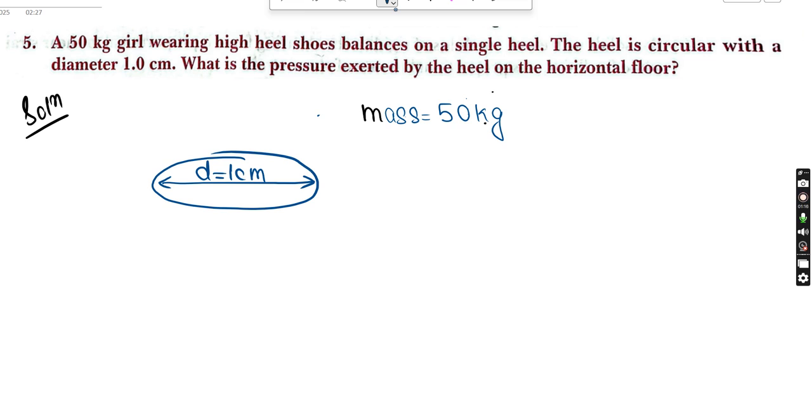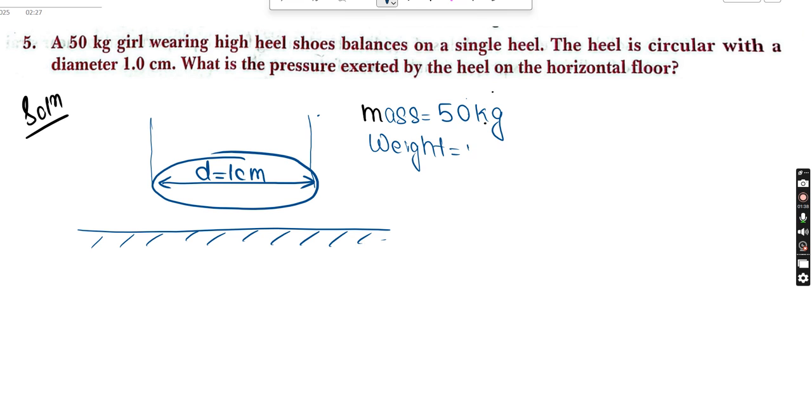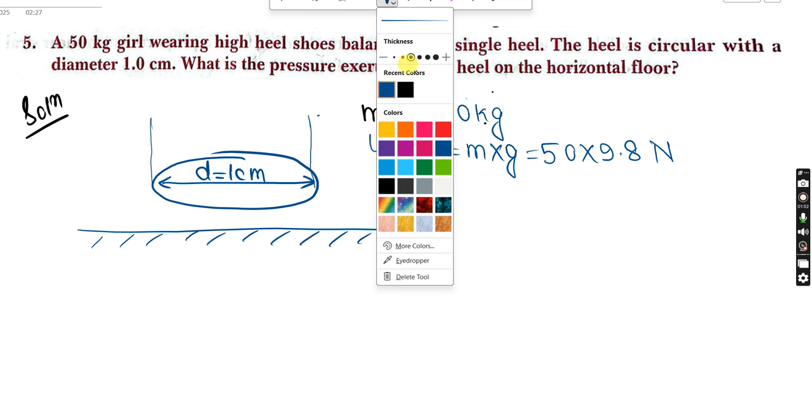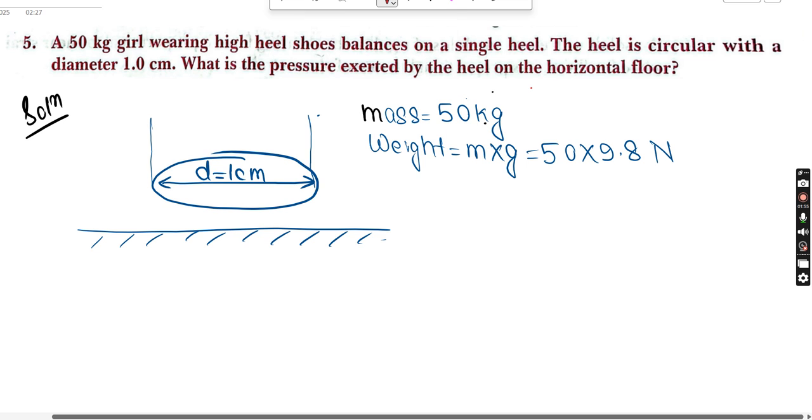You can observe that there will be a weight of the girl also, because whenever we need to find the pressure, basically this is the heel, and the heel cross section area is like that. Obviously it will be lying on some surface, so this is the surface. Now mass is given and we know weight is equal to m into g. So 50 into 9.8. Let's keep 9.8 here because 10 has not been given to us, and you will get it in newtons. Let's keep it like that, because later on we are going to solve it, as they are asking us the pressure.